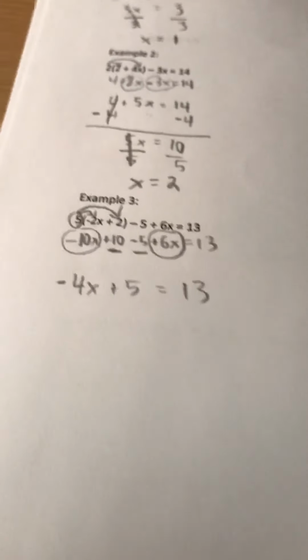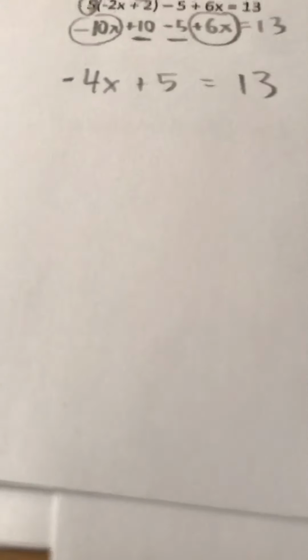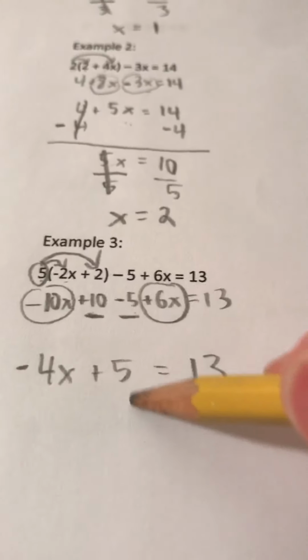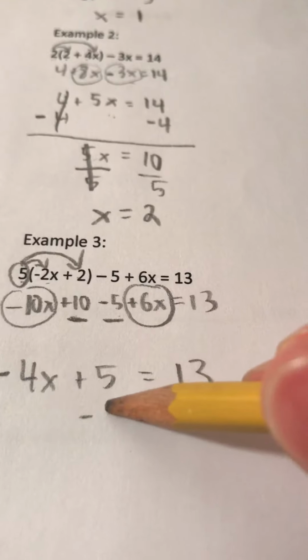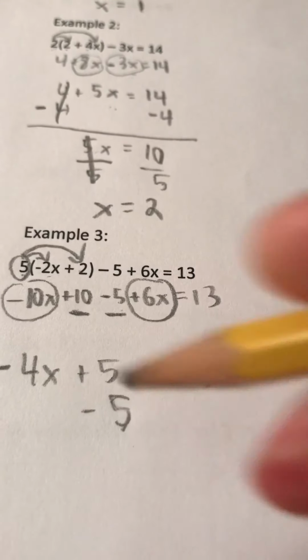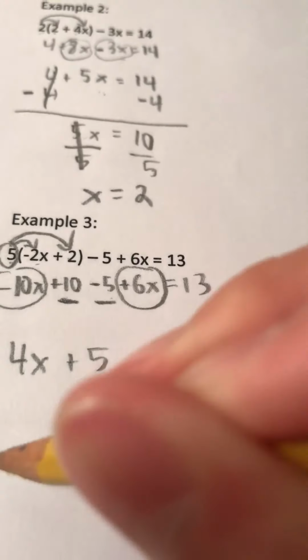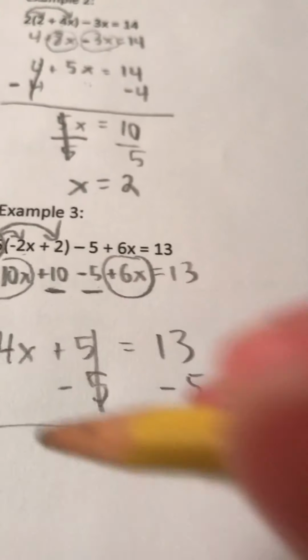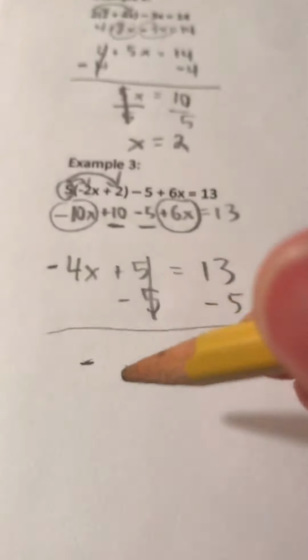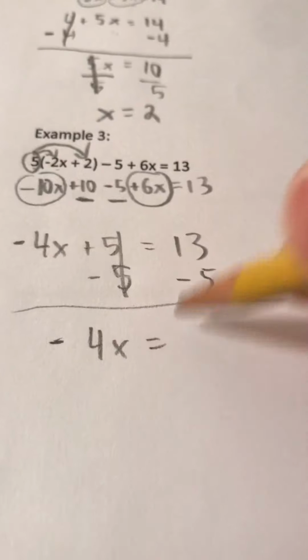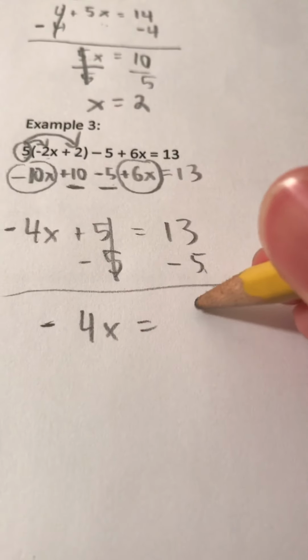Now it's something we know how to solve. It's a simple old two-step equation. First, make this constant disappear by doing the opposite. Opposite of plus 5 is minus 5. What I do on one side, I got to do to the other. These 5's cancel out, leaving me with the negative 4x on this side. On the right side, 13 minus 5 is 8.